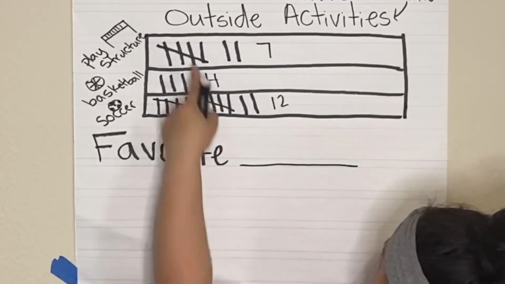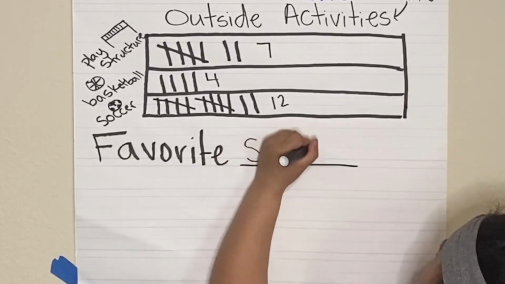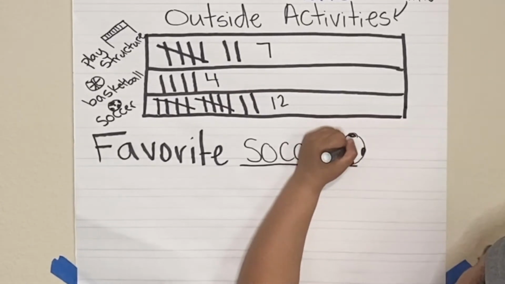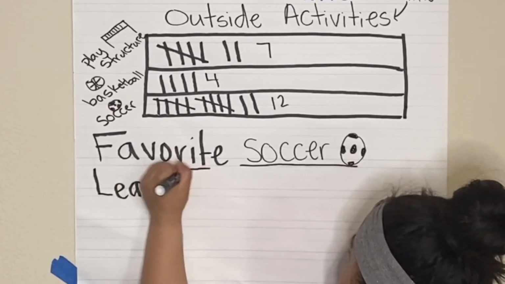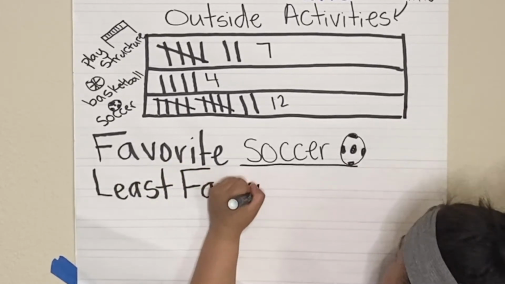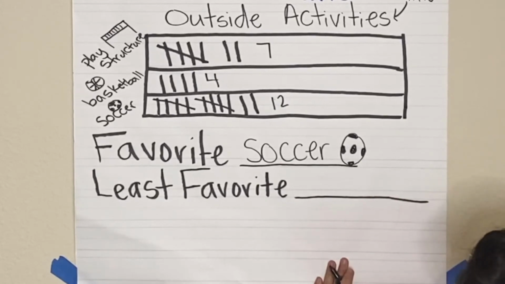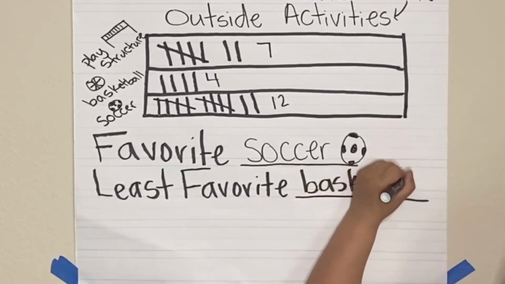Now let's ask our questions. So what was the favorite? Who had the most votes? Soccer did. So let's write soccer. There's my attempt at drawing a soccer ball. And then what was the least favorite? Which one had the least amount of votes? Who can tell me? It is basketball. Poor basketball.